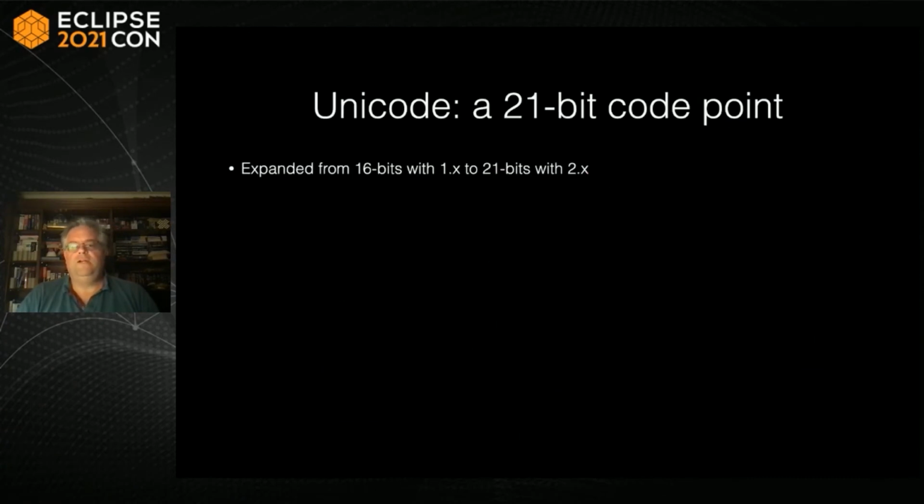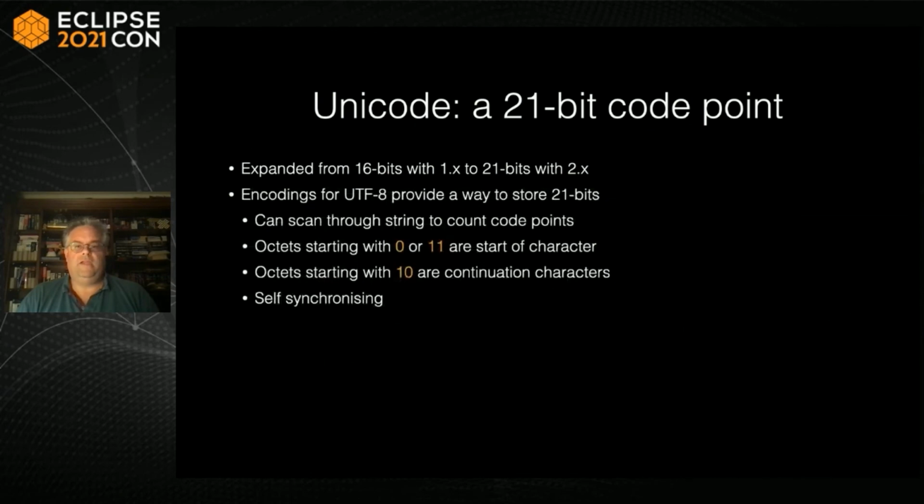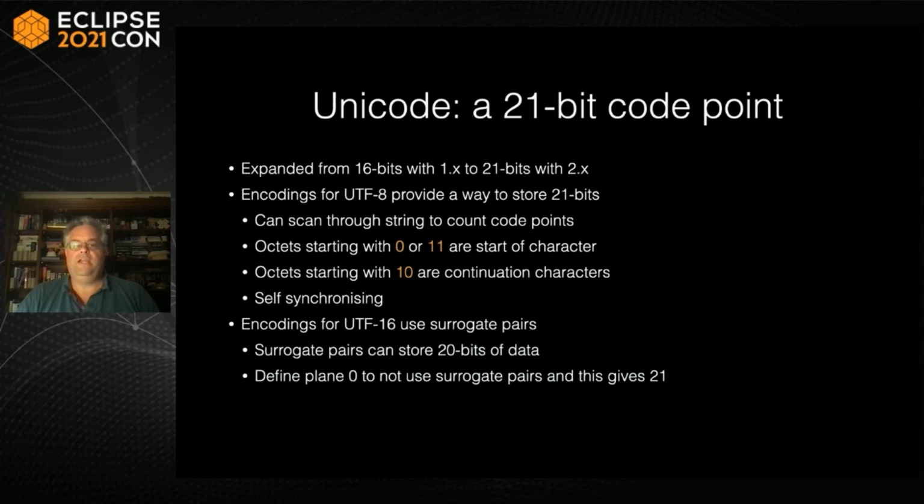So we've arrived at Unicode as being a 21-bit code point that evolved to 21 bits from 16 bits, with encodings as a way of being able to store multiple bytes inside there, and is self-synchronizing. And for UTF-16, we use surrogate pairs as the high and the low values inside there. And all of this has been evolving over the last 200 years, and that brings me up to time. Thank you very much.